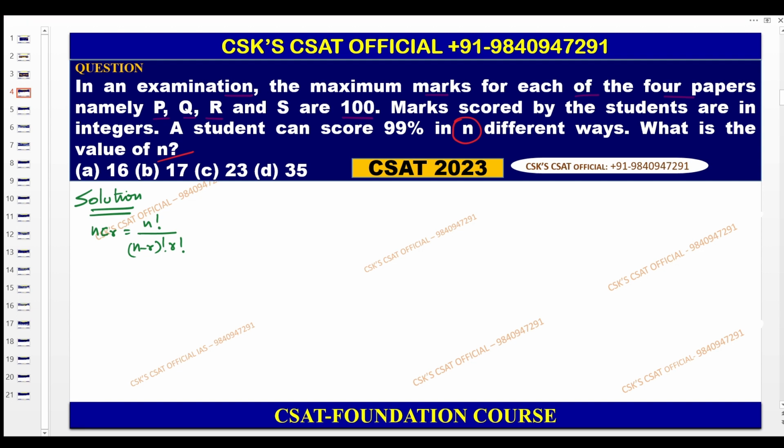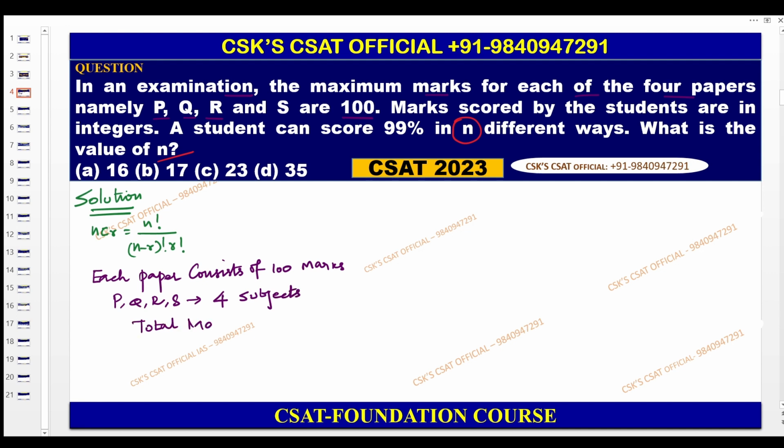Now I will tell you the first step here. What you need to do here is, first of all, calculate the 99% marks. Each paper consists of 100 marks, right? Then here 4 subjects are there, P, Q, R, S. So for these 4 subjects, what is the total mark here? The total marks is equal to 400.